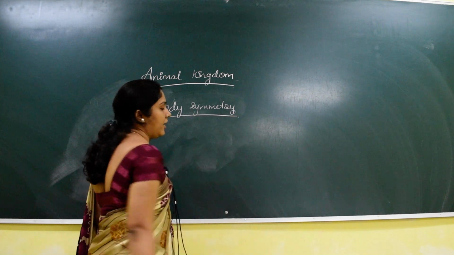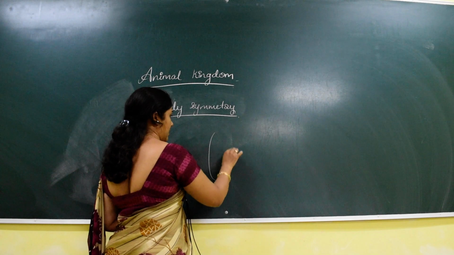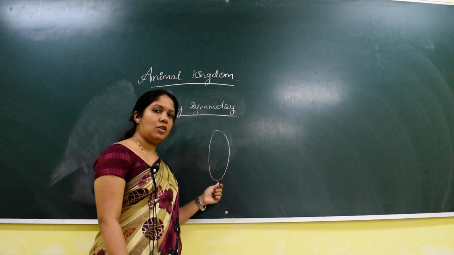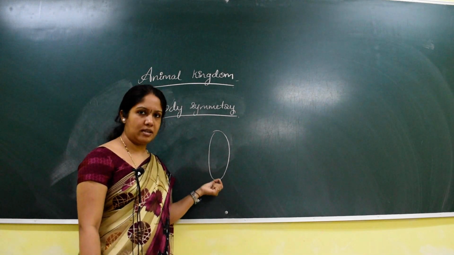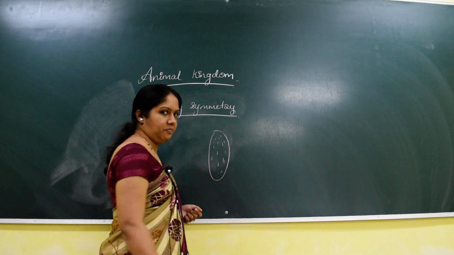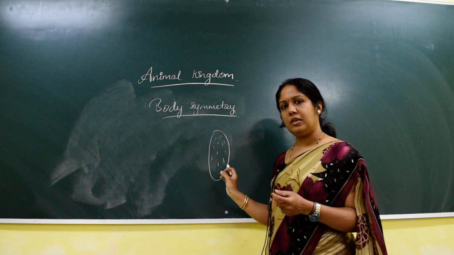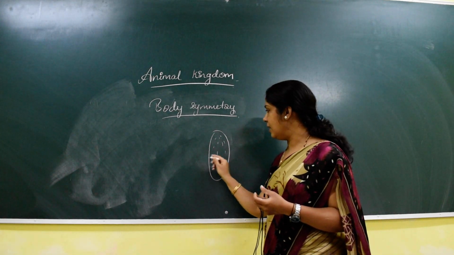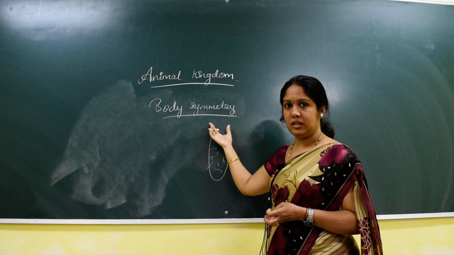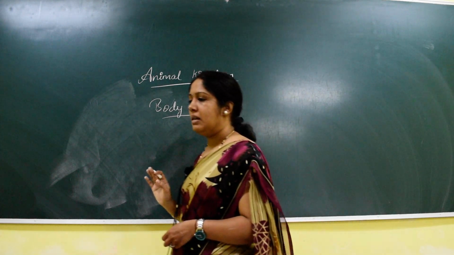What is symmetry? Let us assume this as an organism. The organism is made up of several body parts. The mode of arrangement of body parts within the body is termed as symmetry. We study in which form and pattern the body parts are arranged in the organism. Understood?